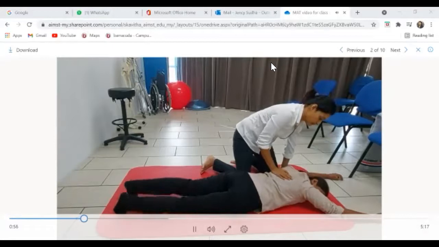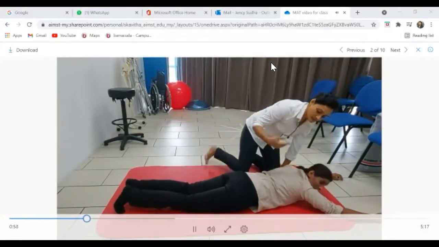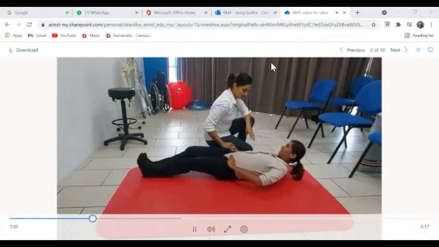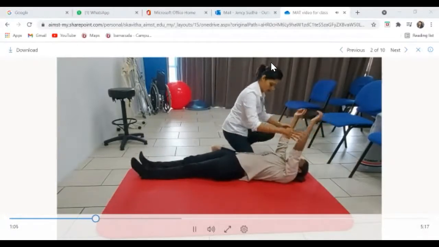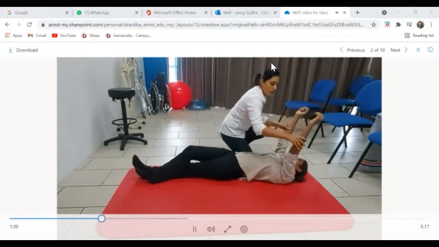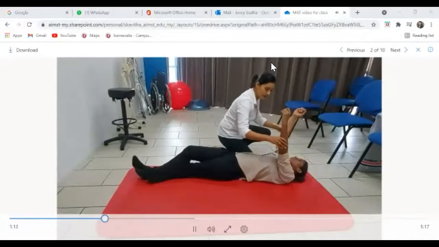So one more time you do. We'll do this one more time. So just come back to the supine. Yes. One leg on the other. 1, 2. While doing that, leg flexion.